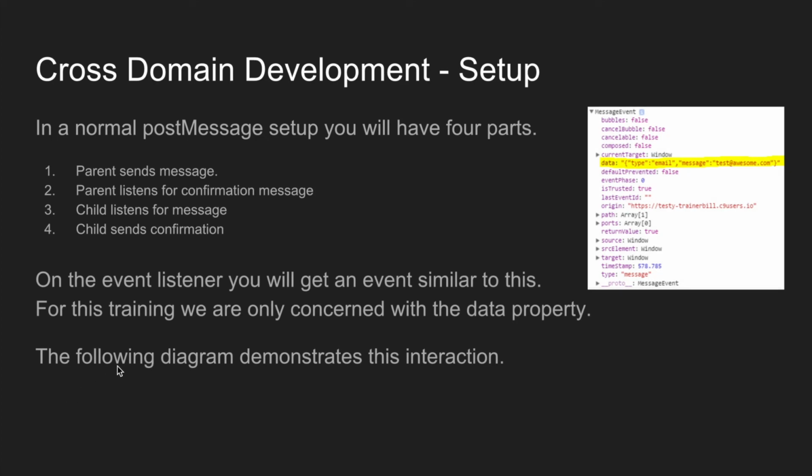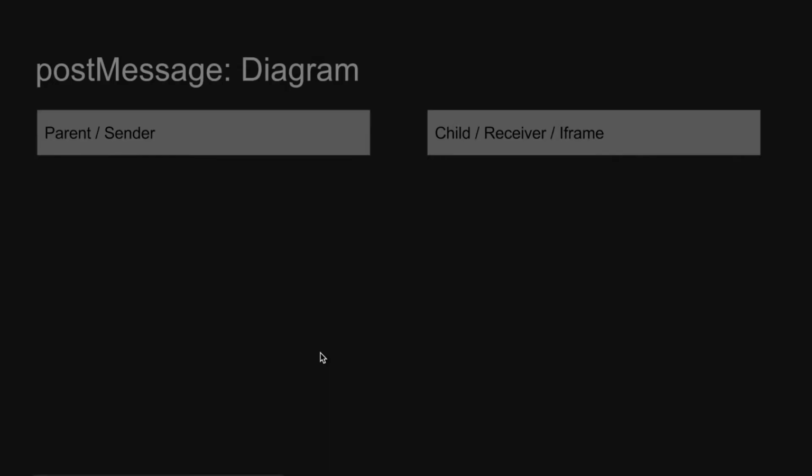On the event listener, you're going to get an actual event, which looks similar to the image here on the right. For this training, we're only going to be concerned with the data property. You'll notice that the data property is actually a string, but it's a string of a JavaScript object that we actually used stringify to create. The following diagram demonstrates this postMessage interaction.